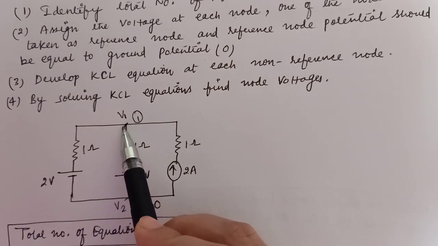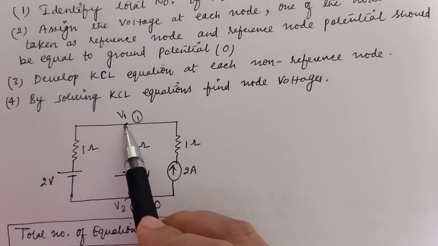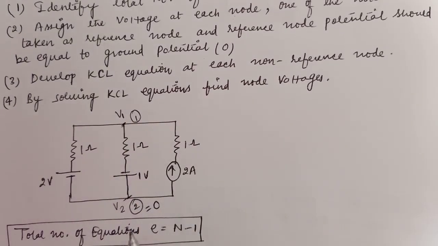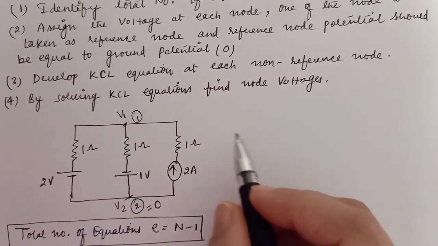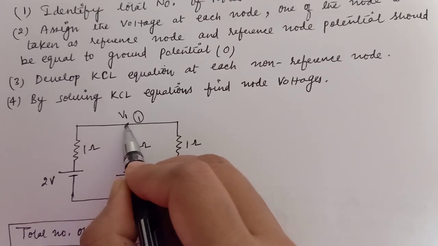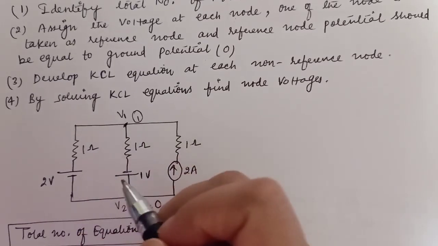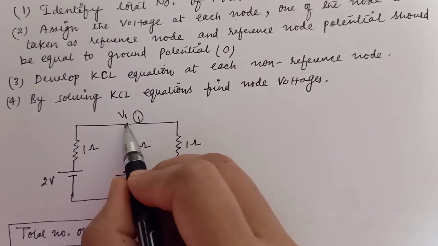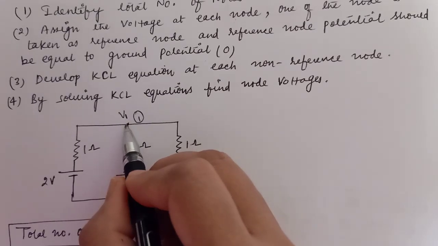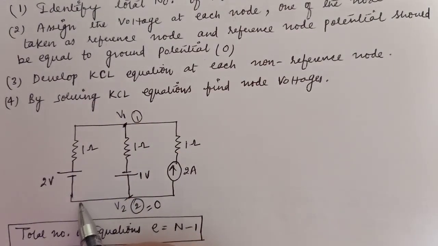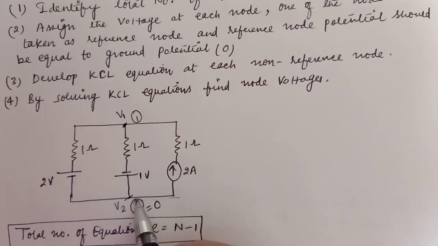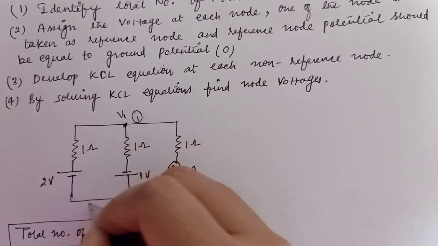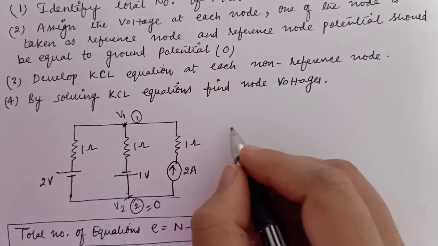Next you have to develop the KCL equations at each non-reference node. So this one is the non-reference node, so here you have to develop the Kirchhoff's current law equations. Let's say I am going to write the KCL equation at this node. KCL means the total current at that node should be equal to 0. Let's say this point I am taking as high potential because the other is 0, so this point will be low potential. So current is flowing from high potential to low potential. Now write the KCL equation.